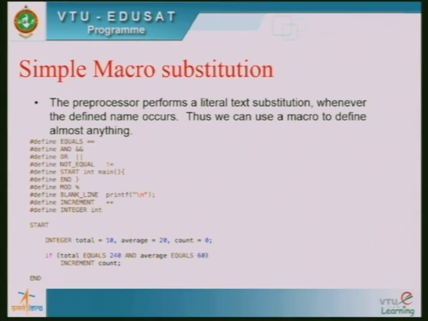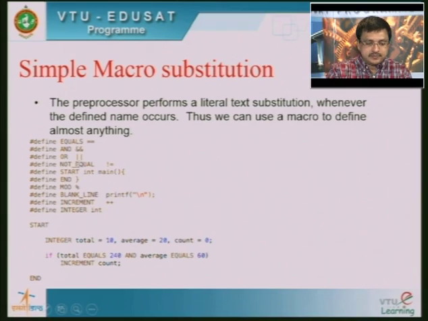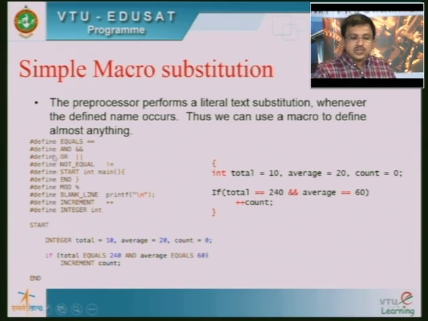Suppose these are the definitions in the program. Hash define equals is ==, hash define and is &&, hash define or is the pipe ||, hash define not equal to this, and so on. Assume that this is the definition the preprocessor sees, and then it sees this block of code. It looks at start. Is start defined? Start is a token. Yes, it is defined. What is it defined as? int main open parenthesis, close parenthesis, and the braces. It replaces this start with this, and then it goes on doing that and ends up generating this. This is what the preprocessor saw, and this is what it outputted.